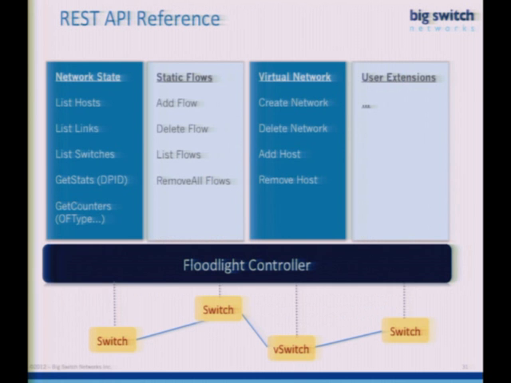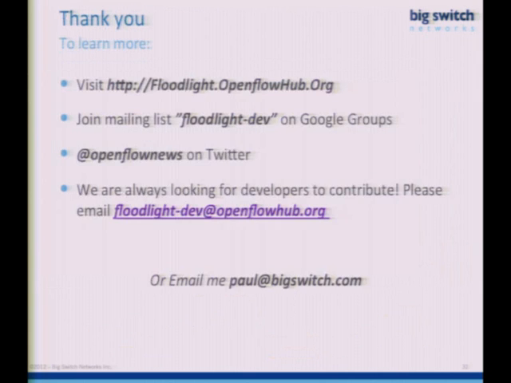Just really quickly, what the REST API can do. This is not a complete list, but it can list hosts, links, list all the switches, look at counters, manage flows, and virtual networks are what you can do with the virtual network filter. So it's a really powerful API. It looks simple conceptually, but it's really hard to implement. So that was, I think, the end.